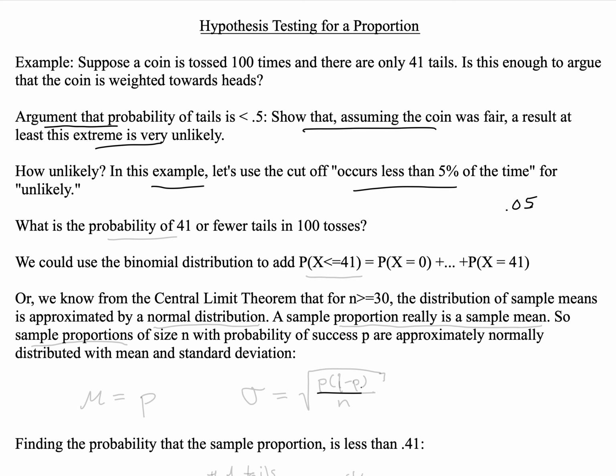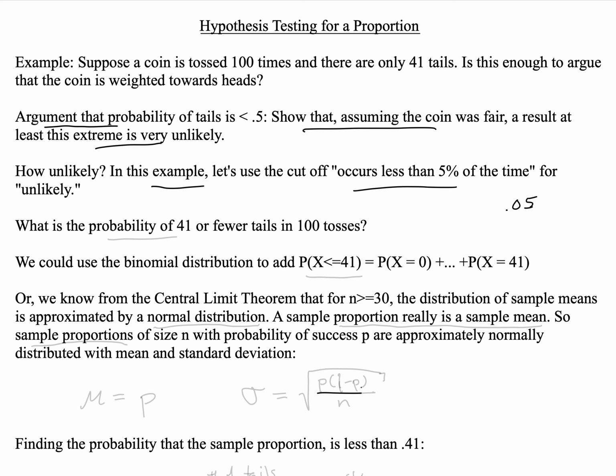All right, let's think back to what we were doing. A coin is tossed 100 times, there are only 41 tails. Is this enough to show that the coin is unfairly weighted towards heads? To show that, we would say, assuming the coin was fair, assuming that the true proportion of heads and tails is each 0.5, that they're equally likely, we want to show that a result at least this extreme, in other words, the probability that the sample proportion p hat is less than or equal to 0.41, is very unlikely. How unlikely? Occurs less than 5% of the time, is less than 0.05.